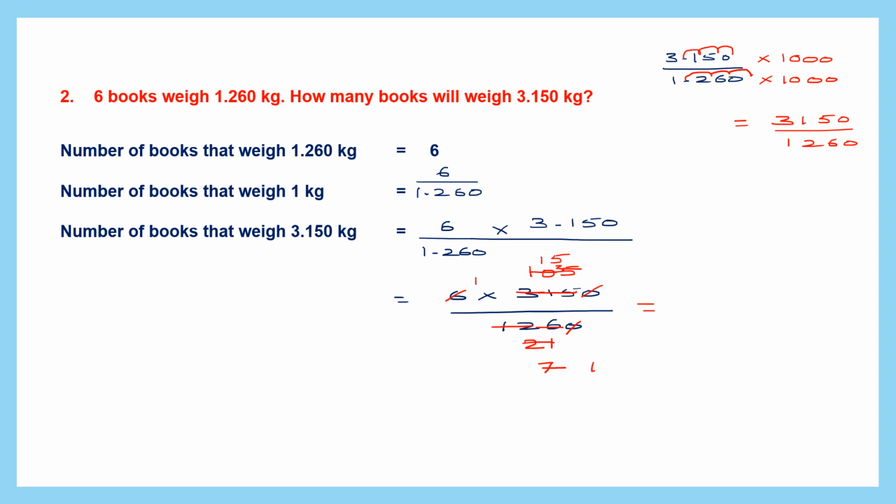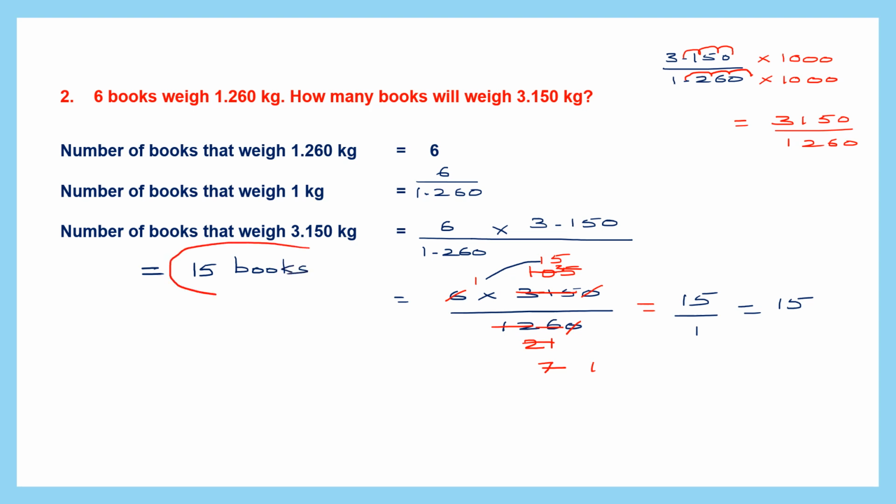So what do I have in the numerator? 1 into 15, which is only 15. In the denominator, I have 1. So 15 by 1 is 15. So number of books that weigh 3.150 kg is 15. So your answer is 15 books.